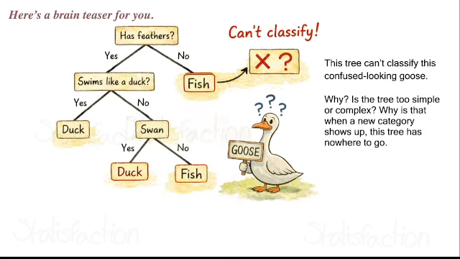Before we recap and end the video, here are some brain teasers for you. So here's the problem. What can you do to fix this? What would give the model enough flexibility to finally say, this is a goose?